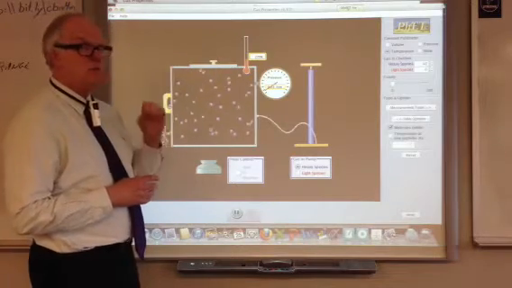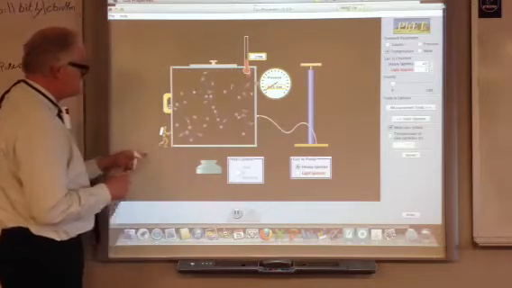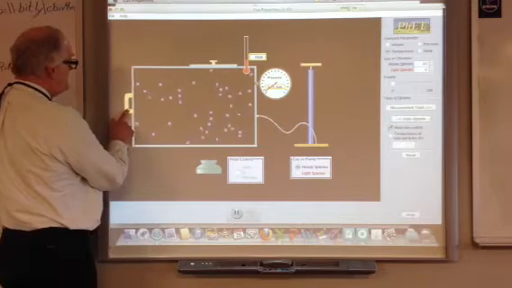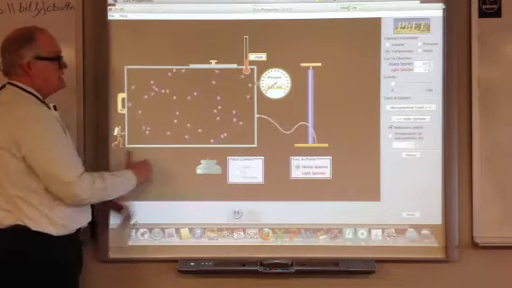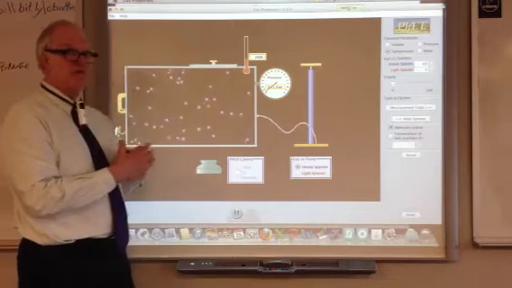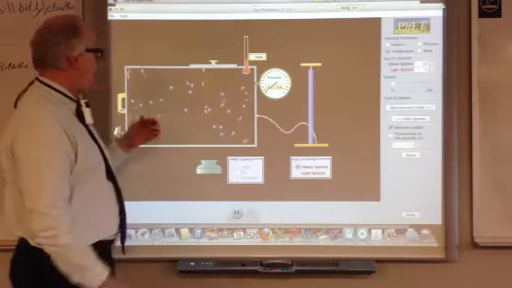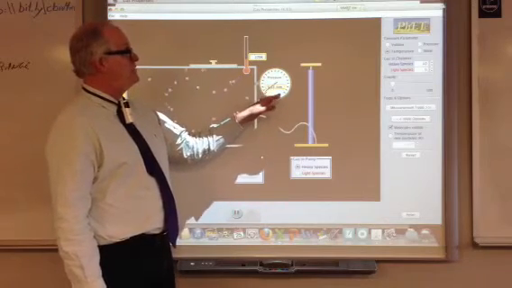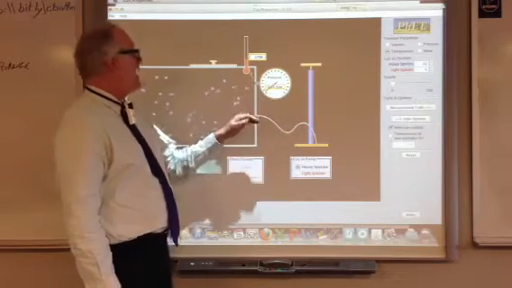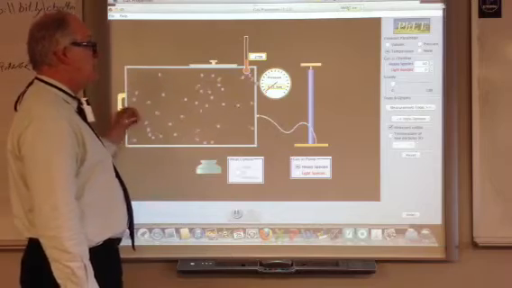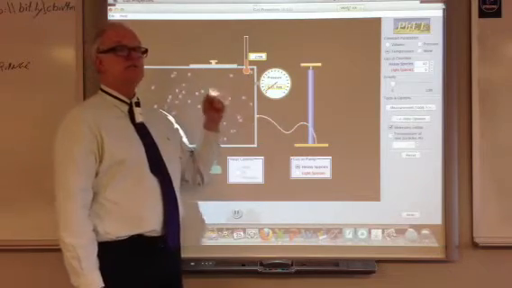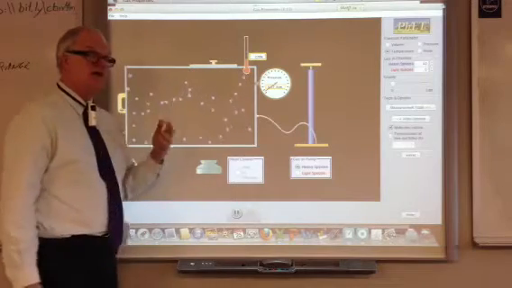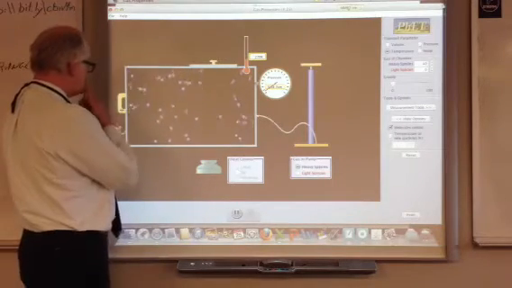So let's see what happens when we change the volume of our box. So we've got a little guy here, and he's going to help us pull the wall of the box out to make the box bigger. So we now made the volume of this gas bigger. And what happened to our pressure? Our pressure went down from the 0.2 area to about 0.15. So as volume got bigger, the pressure got smaller. The volume increased, the pressure decreased. Volume and pressure are inversely related.